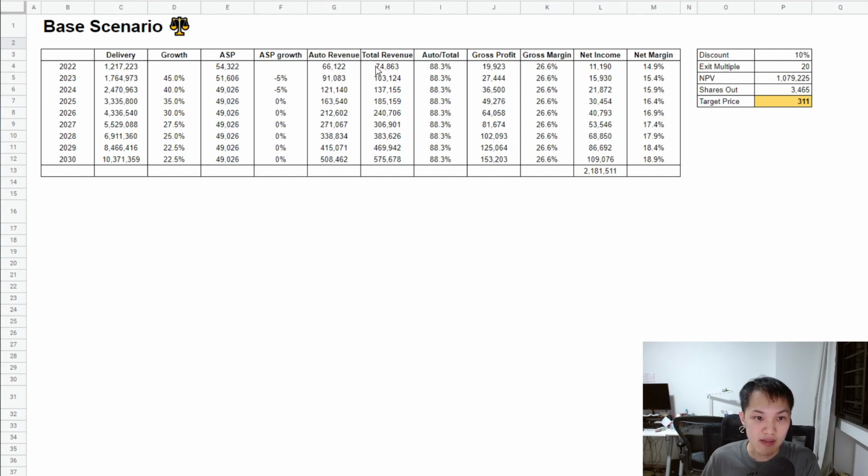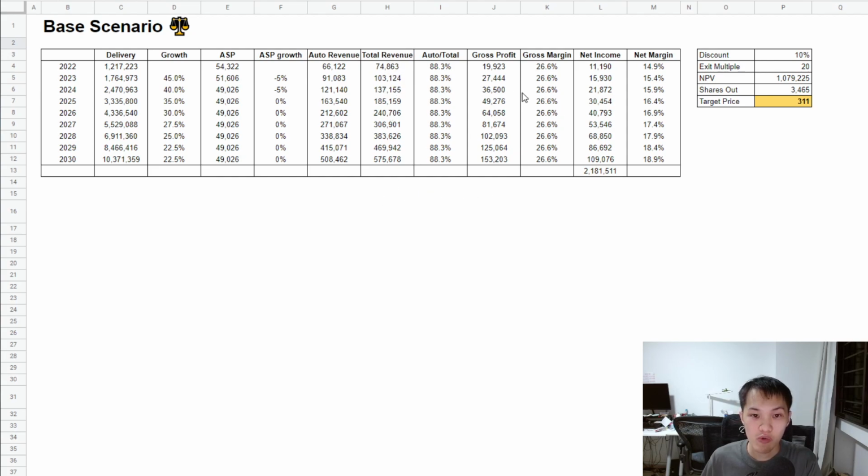Okay, and then this is the total revenue. The difference between the total revenue and the auto revenue is mainly their other business, for example, their energy business, and so on. If you take the auto revenue divided by total revenue, currently it is at 88%. So I assume that this ratio will be constant. What it means is that in the calculation here, I assume the auto business is here, and then I just scale up the ratio to arrive at the total revenue figures.